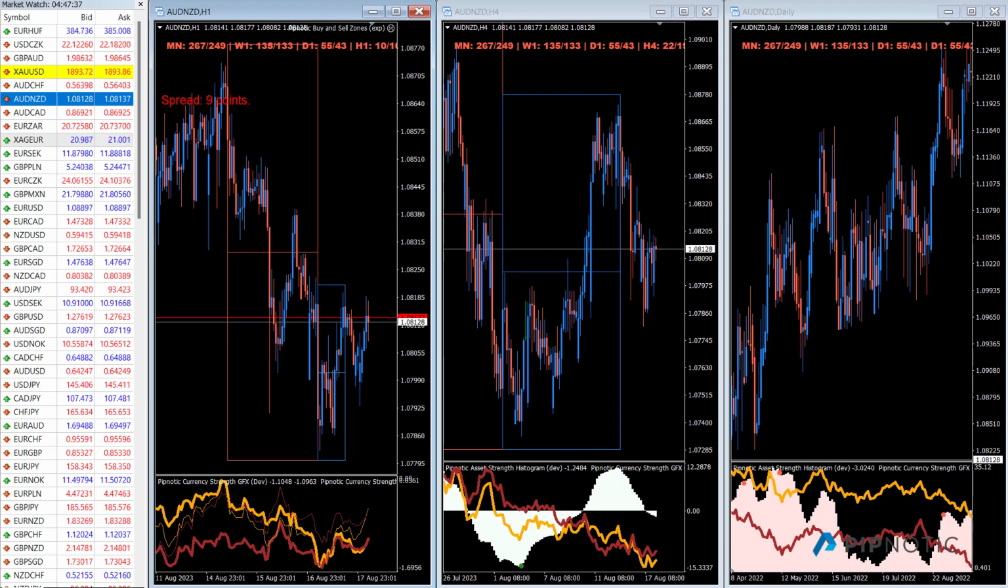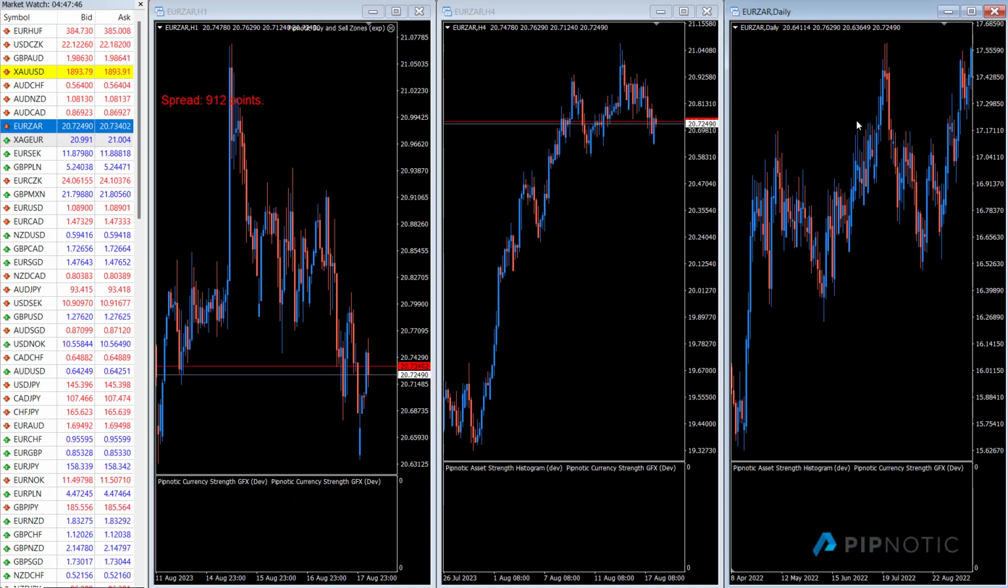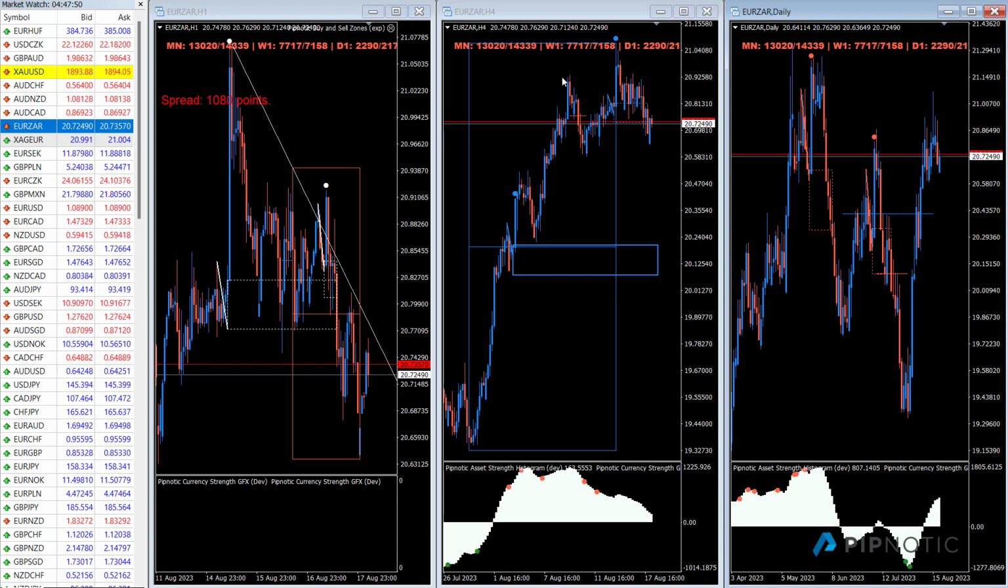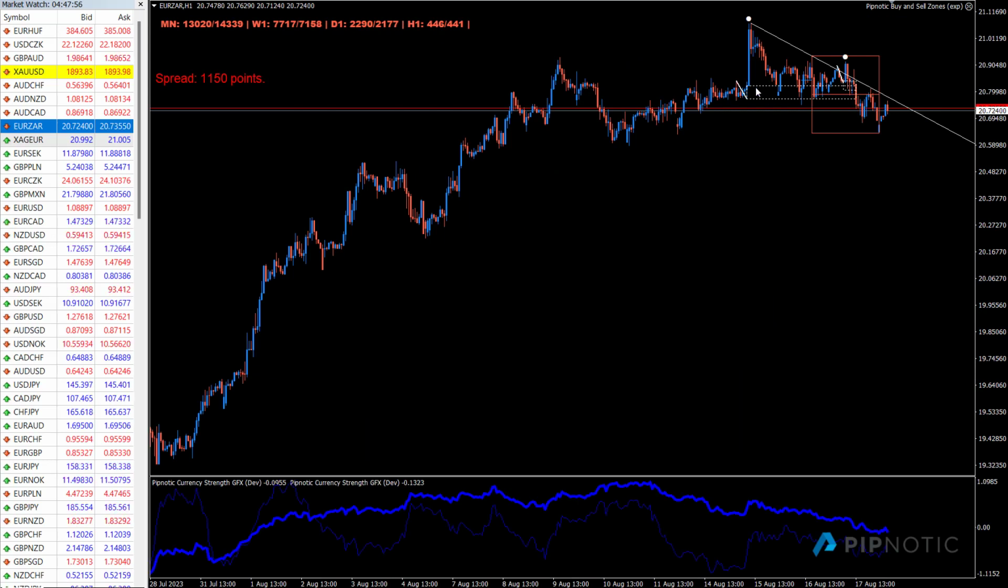Okay, let's jump to another pair. Let's do something a little bit more. Look at the euro rand. Let's see how we're going here. Okay, so we finally had price rally, and then we left. We moved away from it.